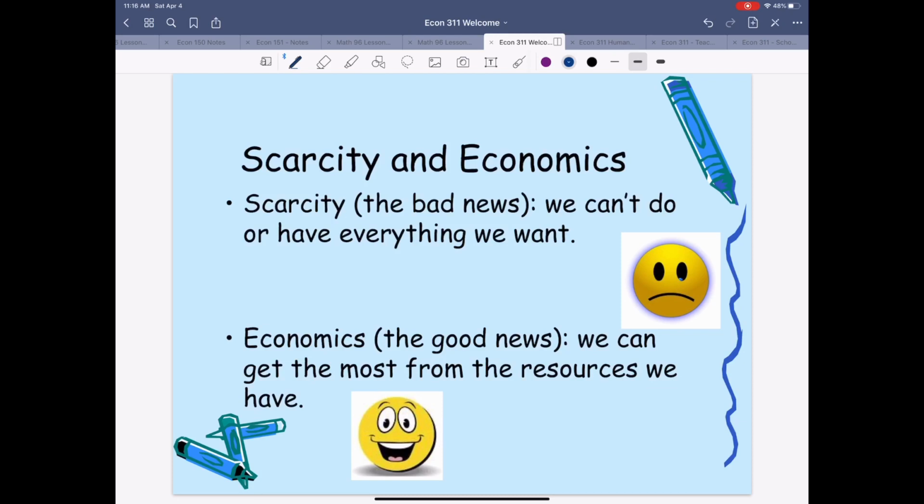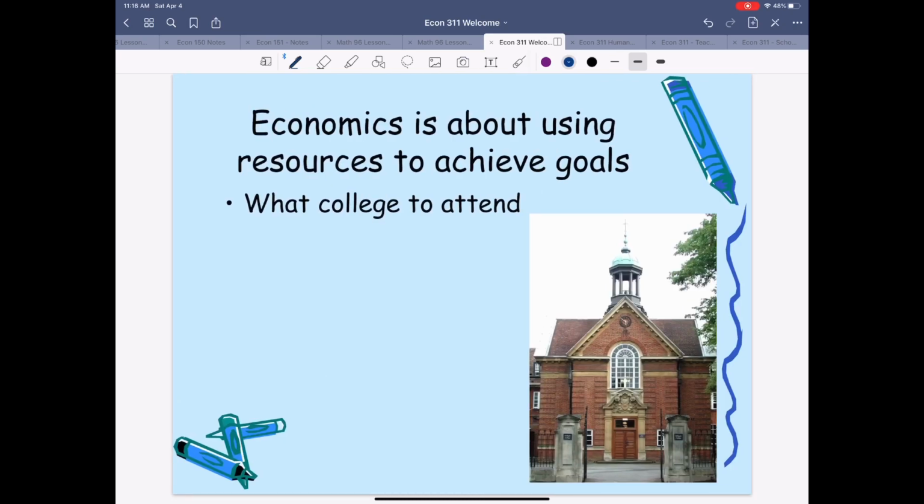So this is an exciting subject to teach to students, and it's really empowering to give our students, at a very young age, the younger the better, the message that the good news is we can make choices. We can overcome this world of scarcity. We don't have to be unhappy about it. We can rather maximize our wealth, our personal well-being, by making choices. Economics is about using our resources to achieve our goals.